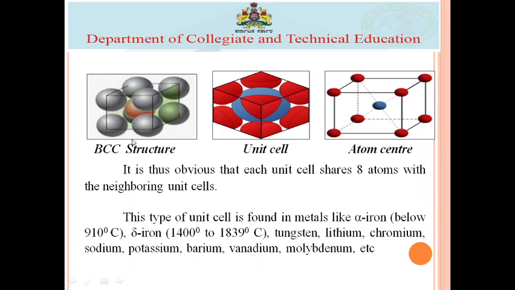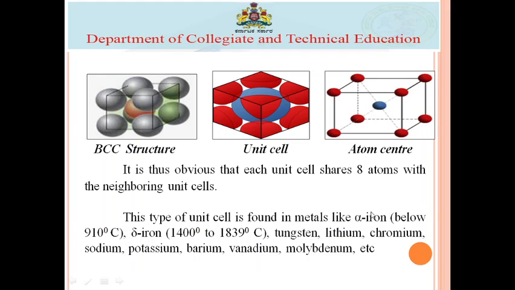And some examples of this BCC structure are alpha iron and delta iron. What is this alpha iron and delta iron? If we increase the temperature of iron from atmospheric temperature up to 910 degrees Celsius, in between this temperature that iron state is called as alpha iron state.